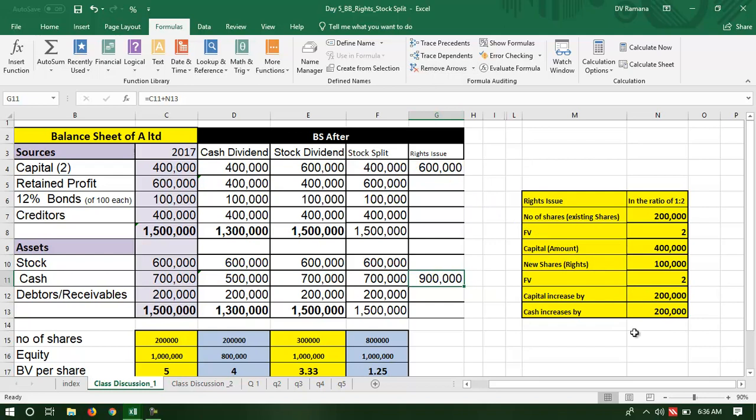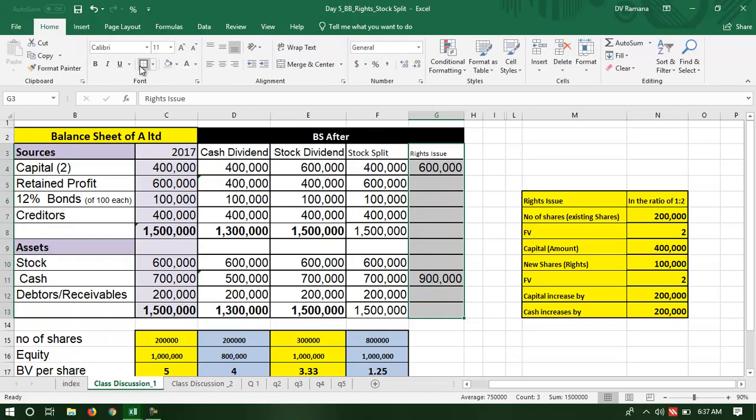In this case, we have assumed the shares are issued at par. But sometimes the shares can be issued at a premium. But it may be issued at a price less than the market price. So for the time being, we're just observing the impact of the rights shares on the balance sheet, assuming that the shares are issued at the face value.